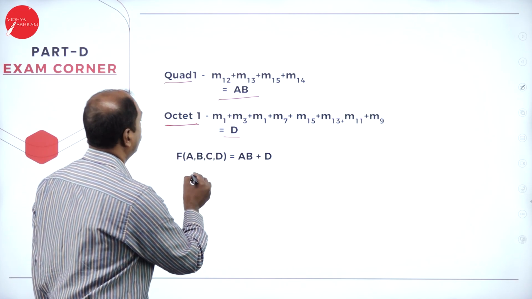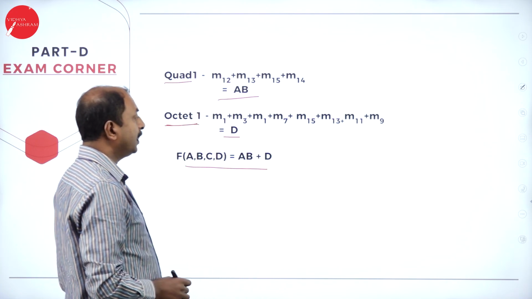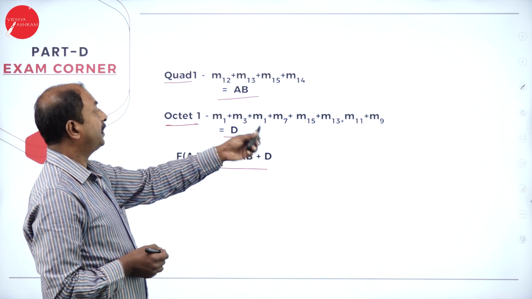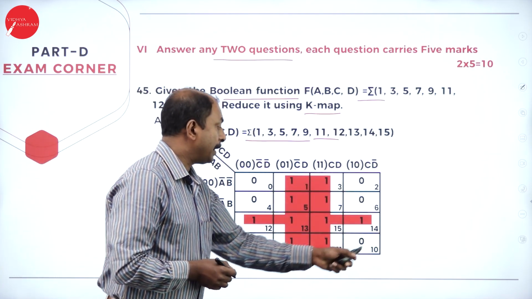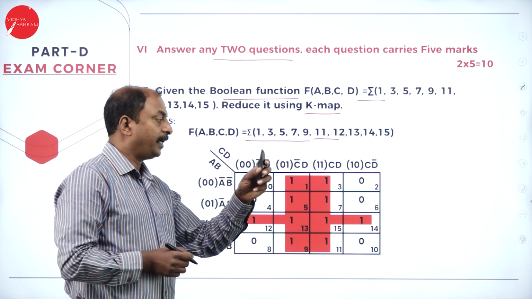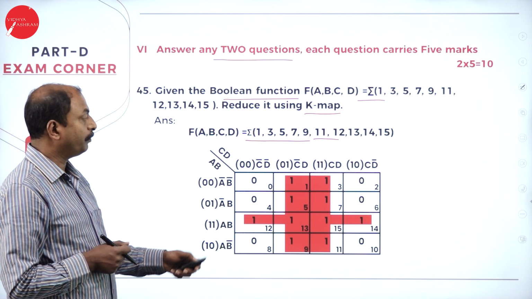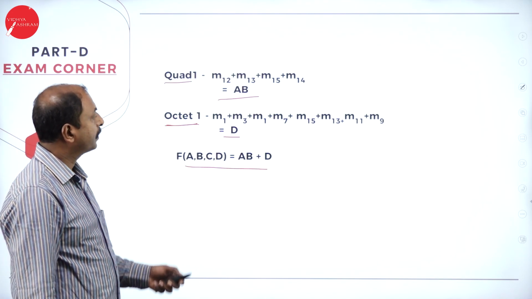Next one is we have to write the final expression AB plus D. So here this last expression carries 1 mark and this simplification is 2 marks. And again, to draw a complete K-map with the correct mapping is 2 marks. So this is a 5 marks question. This is simplification of Boolean expression using K-map.